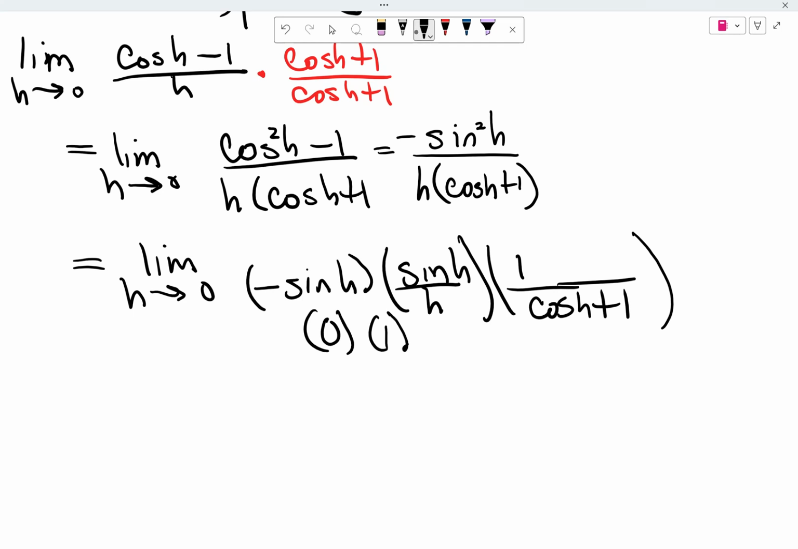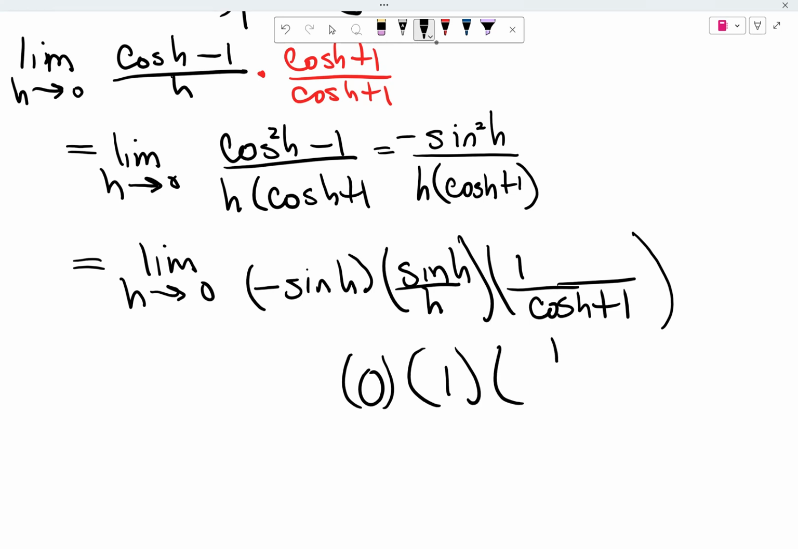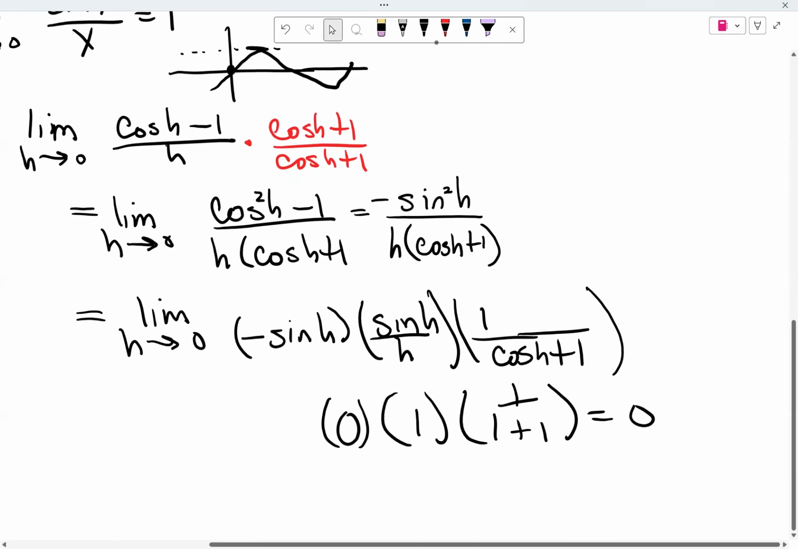And this becomes 1 over... I'm losing my space here. Hold on a second. Let's go this way. So this is 0 times 1 times 1 over 1 plus 1. And the value obviously is 0 because you're multiplying by 0 anyway. So we know that the limit of cosine h minus 1 over h as h approaches 0 is 0. So basically all of that is 0 anyway.